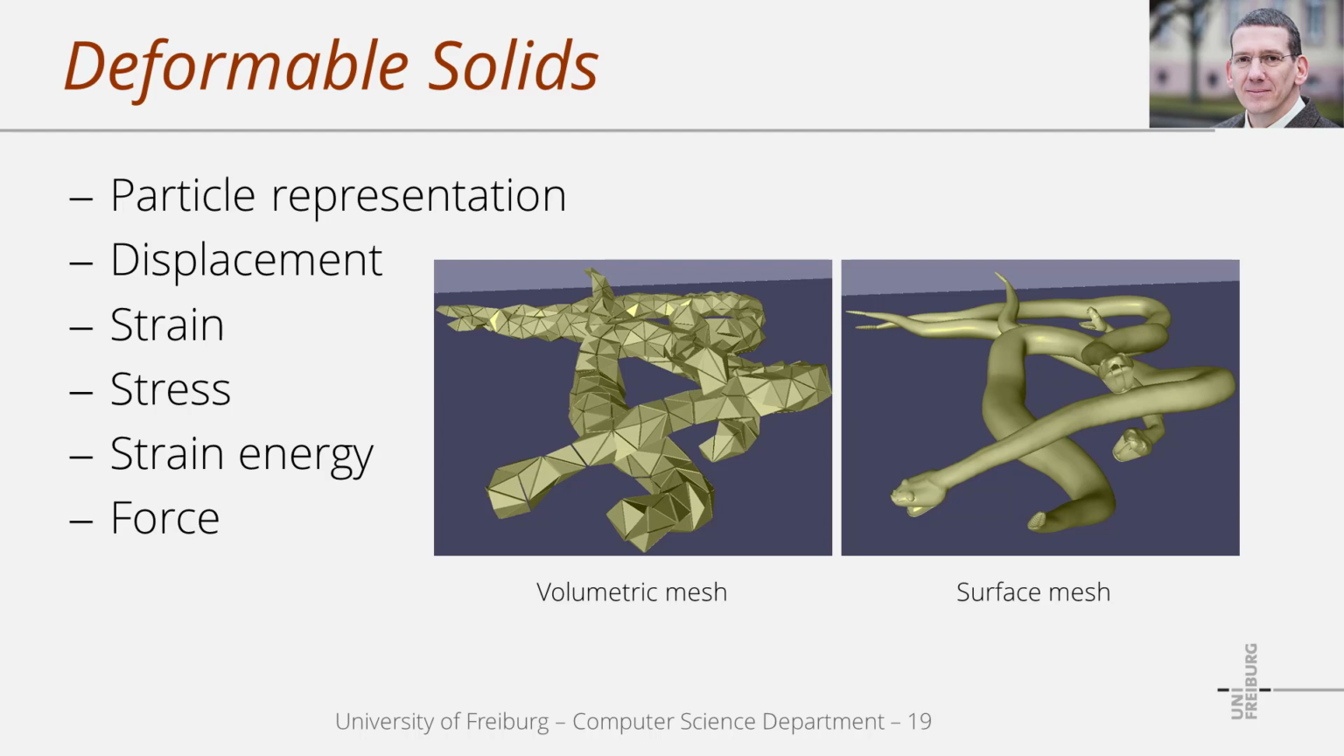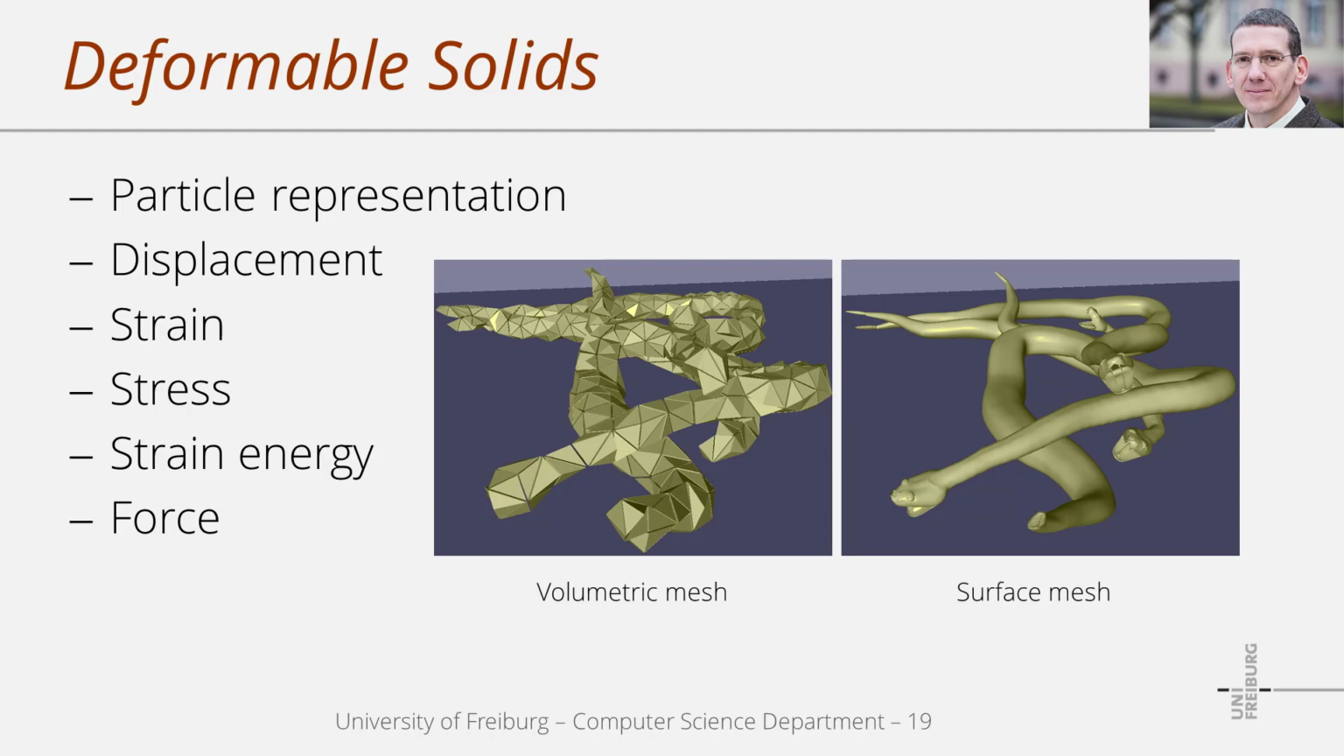Now, how do we compute forces for deformable tetrahedra? First of all, we define what we consider to be a deformation. For instance, we can say that if a tetrahedron is compressed or if it's sheared, then we have a deformation for which we would like to compute forces that counteract that deformation.